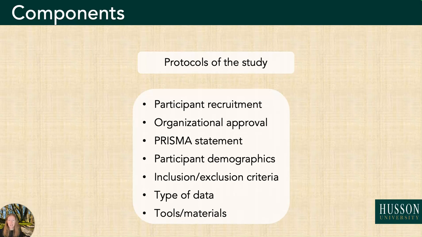For the data collection, this section includes how you recruited participants, if relevant for your project. This might also include approval from an organization if one was involved. If you're conducting a literature review, you might include a PRISMA statement, the preferred reporting items for systematic reviews and meta-analysis statements. This might also include participant demographics, inclusion or exclusion criteria, again, if you're conducting a literature review, the type of data that you're collecting, or any tools or materials that you're using. So regardless of your particular project format, all of these components might be included as relevant in your specific protocol.